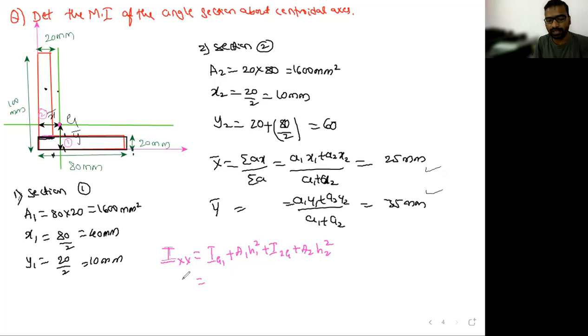What is IG1? That is the centroid moment of inertia of plate 1 about the x-axis. Correct? So this is plate 1. What is the moment of inertia for a rectangular section about the x-axis? What is the formula? BD cube by 12. Is it correct? Yes, sir.